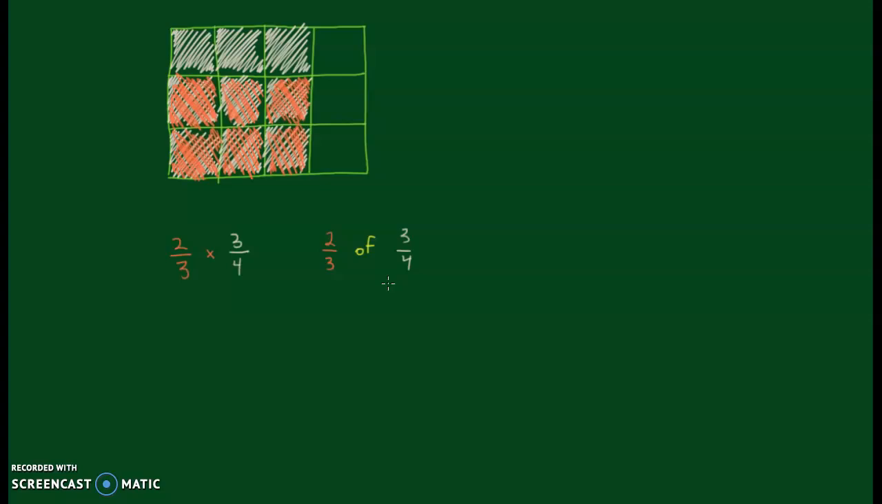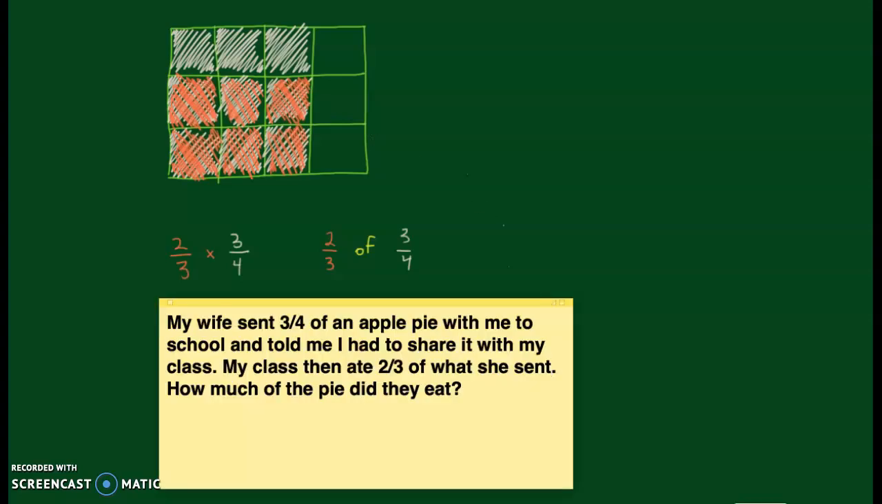And thinking of it this way is going to help us when we go to write a multiplication number story. Now, using the picture here to help me think of a multiplication number model, here's what I came up with. I was thinking about apple pie because I really like apple pie. So my wife sent 3/4 of an apple pie with me to school and told me I had to share it with my class. My class then ate 2/3 of what she sent. How much of the pie did they eat?